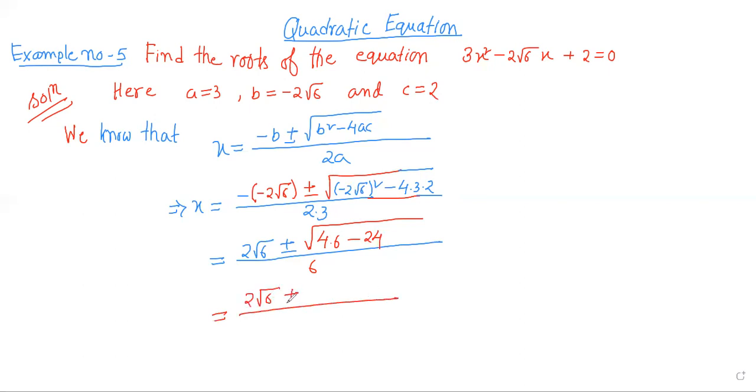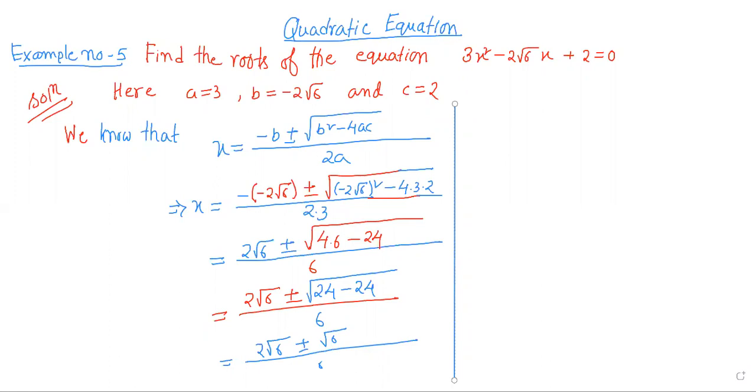So now 2 root over 6 plus minus 4 into 6, 24, minus 24. 24 minus 24, it is 0. So we can write like this: 2 root over 6 plus minus 24 minus 24, 0. That is root over 0. That means root over 0 by 6, right? Now we'll write in another column.